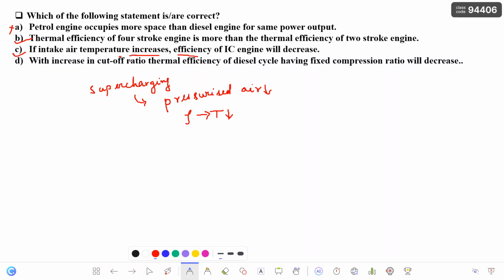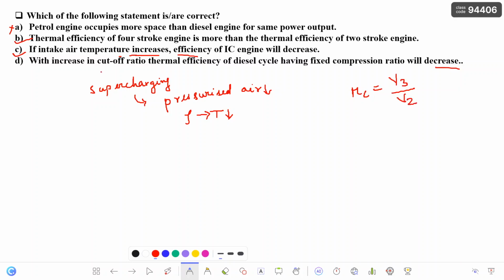Then, with the increase in the cutoff ratio, the thermal efficiency of the diesel cycle having a fixed compression ratio will decrease. Is this correct or wrong? Again, you will be covering this in the next classes where you will analyze the diesel engine and the Otto cycle. The cutoff ratio is the volume ratio V3 by V2. You will be covering this one.